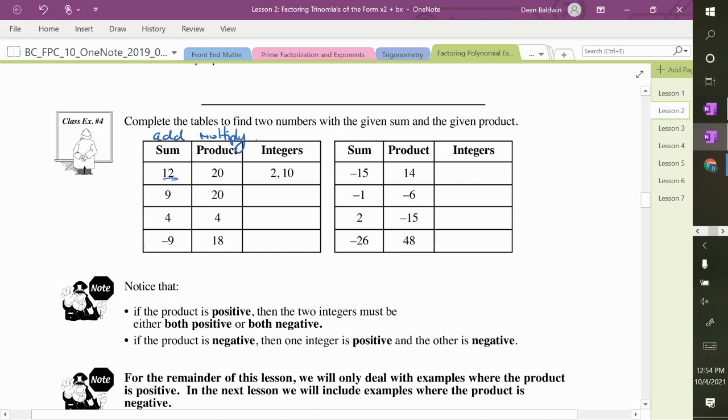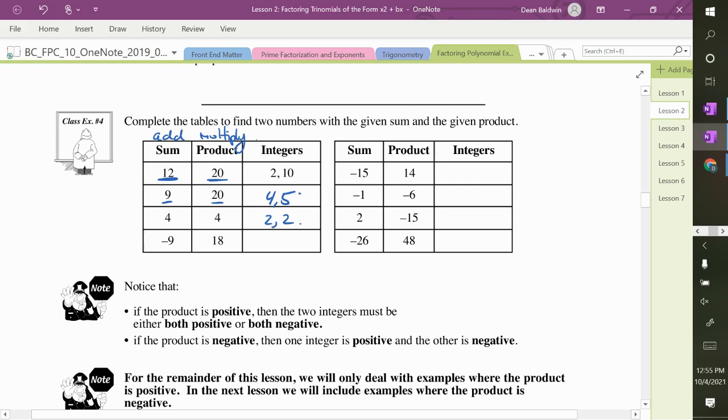So if I asked you for two numbers that add to 12 and multiply to 20, 2 and 10. Okay, that's what we're doing here. So I need two numbers that add to 9 and multiply to 20. Wow, that was quick. 4 and 5. All right. Another two numbers that add to 4 and multiply to 4. 2 and 2.